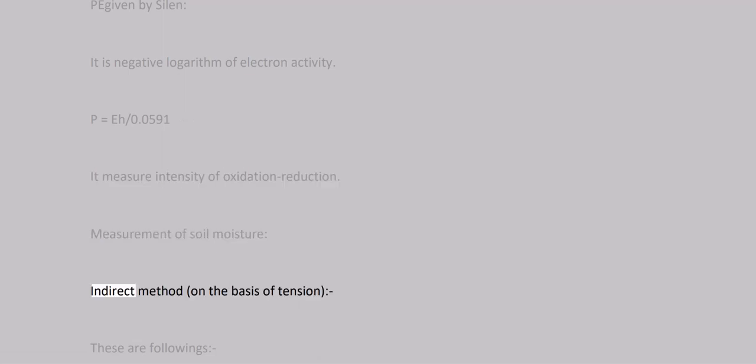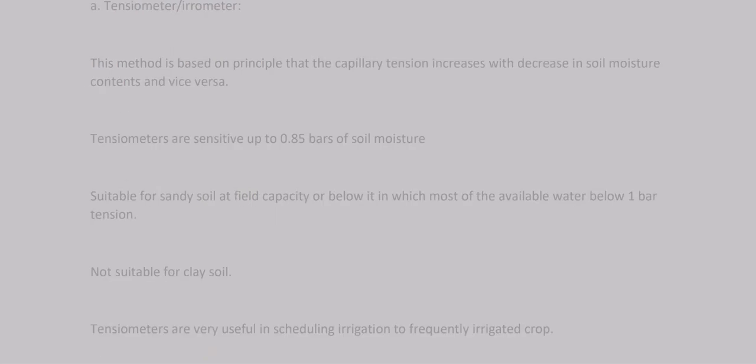Measurement of soil moisture, indirect method, on the basis of tension. These are the following. A. Tensiometer. This method is based on the principle that capillary tension increases with decrease in soil moisture content and vice versa. Tensiometers are sensitive up to 0.85 bar of soil moisture, suitable for sandy soil at field capacity or below it, in which most of the available water is below 1 bar tension. Not suitable for clay soil.